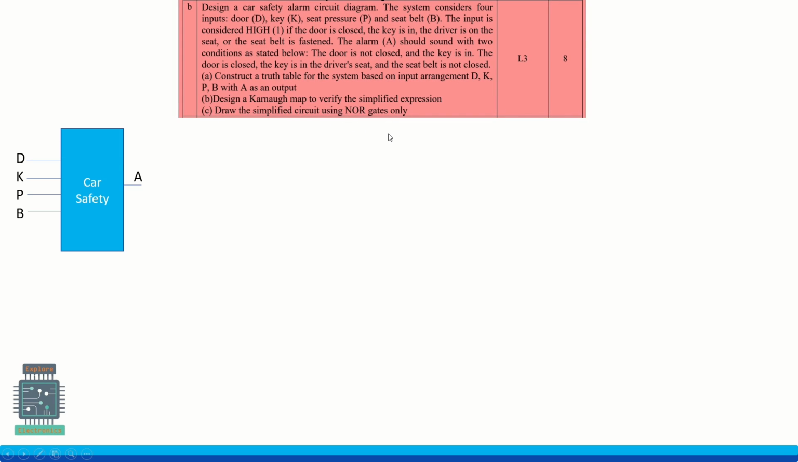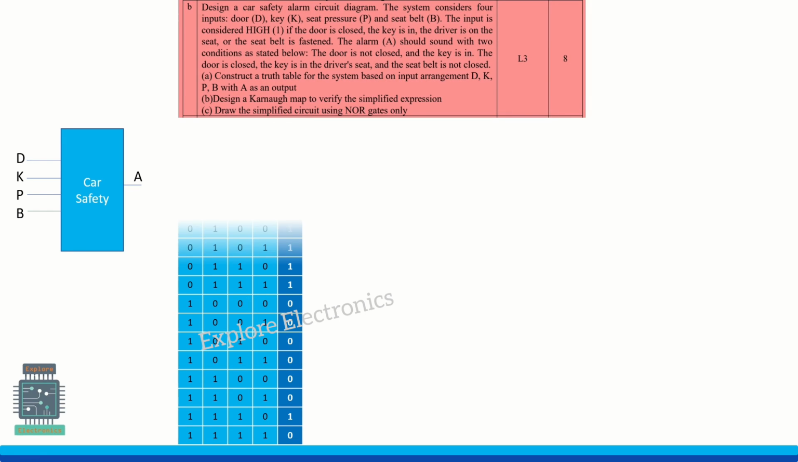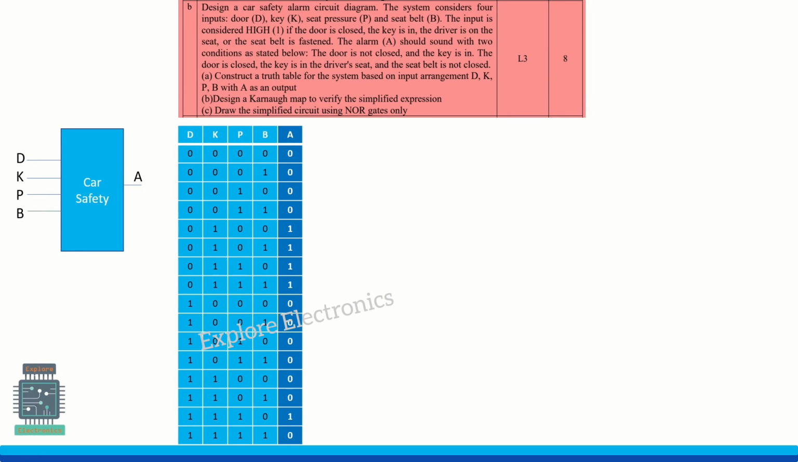So first let me write the block diagram. This consists of D for door, K for key, P for pressure and B for seat belt, and A will be taken as the output of the car safety device. Now for the different combinations of the four variable inputs, we need to have a truth table. The truth table will have different sets of inputs. So totally there are 16 combinations. These 16 combinations go from D0, K0, P0, B0 up to 1111.